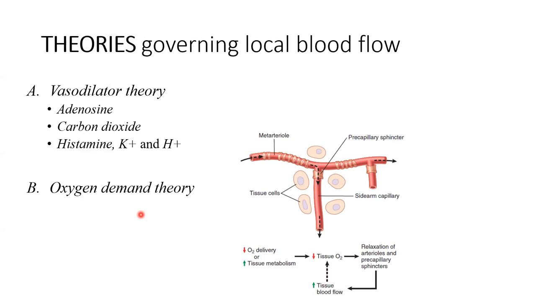So basically, when there is decreased oxygen tension in the tissue, this is a powerful signal to vasodilate its vessels so that more blood can come in, i.e. bringing in more oxygen and nutrients. There is a nutrient demand theory as well, which goes along the same lines really. This became a bit more in vogue.